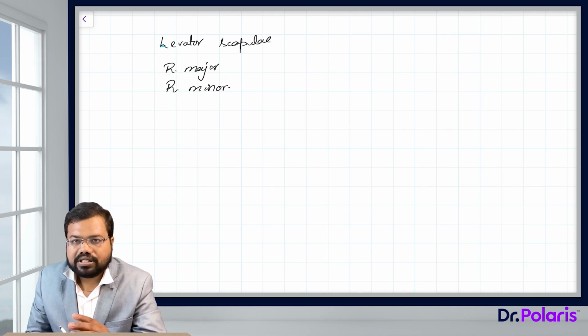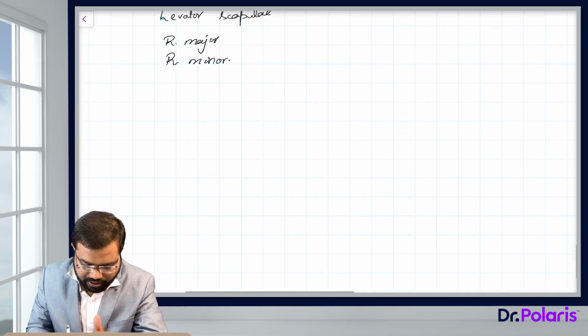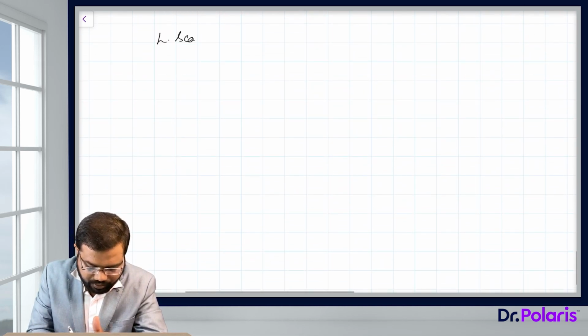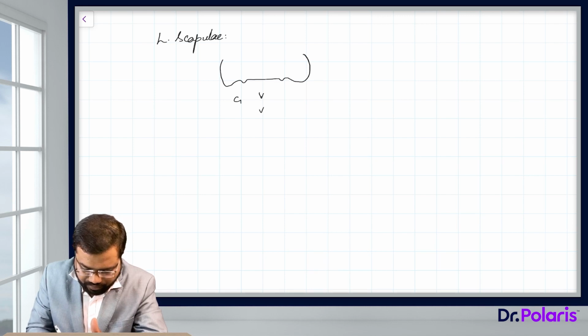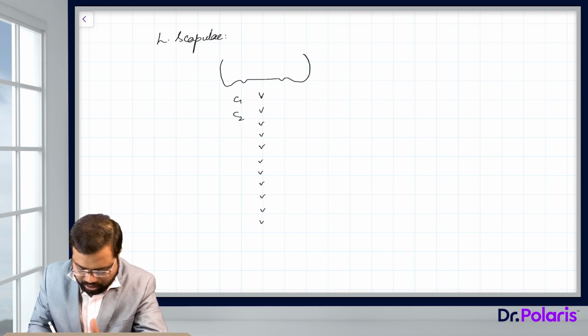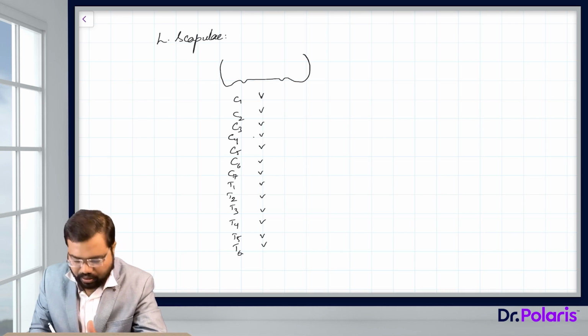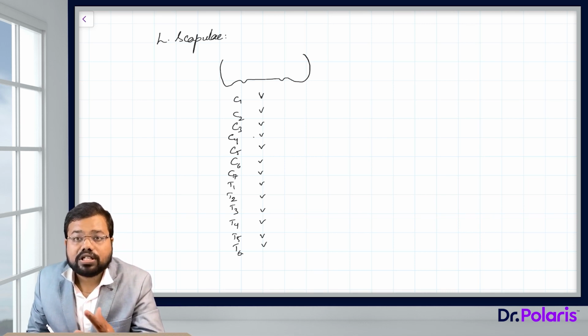So let's discuss the origins, insertions, nerve supply, and actions of each. First is levator scapulae. Let's draw the base of the skull on the posterior view. And these are the spinous projections from C1, C2, C3, C4, C5, C6, C7, T1, T2, T3, T4, T5, T6. Here is C4. This is C7 and T1, T2, T3, T4, T5. These are all the projections of the spines on the posterior side, called spinous projections.